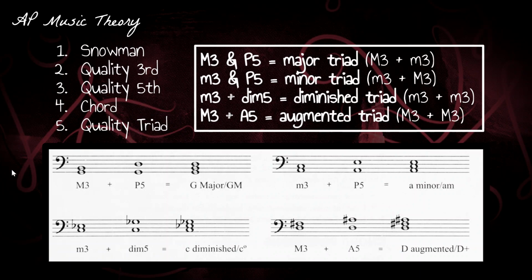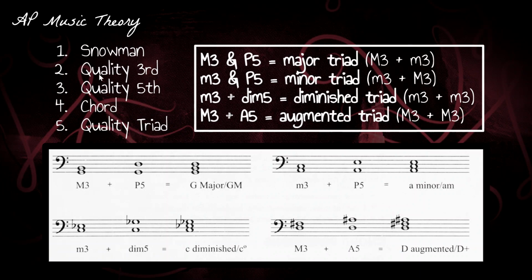So how to build a triad? Build the snowman in thirds above the root. In tertian harmony, the thirds will be either all lines or all spaces. As you can see here: all lines, all spaces, all spaces, all lines. Then identify the quality of the lower third as major or minor. 3. Identify the quality of the fifth between the root of the triad and the fifth as perfect, diminished, or augmented. 4. Identify the chord with the pitch name letter, the root of the snowman. And 5. Identify the quality of the triad.